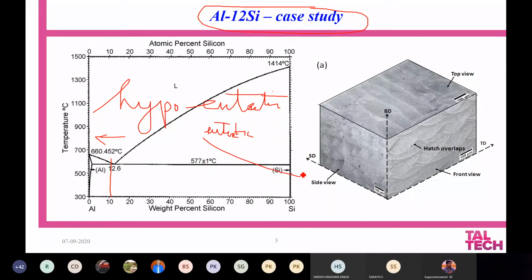Okay, this is hypo-eutectic decomposition. So it means that the microstructure should have some aluminum plus the eutectic of aluminum plus silicon. This is aluminum silicon. I'll show you the microstructure in a while.